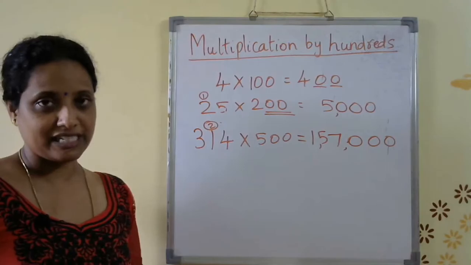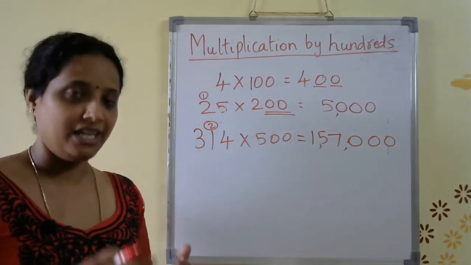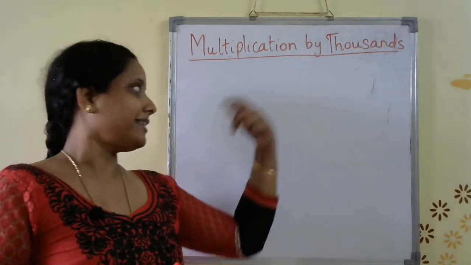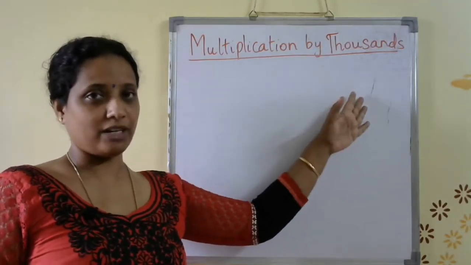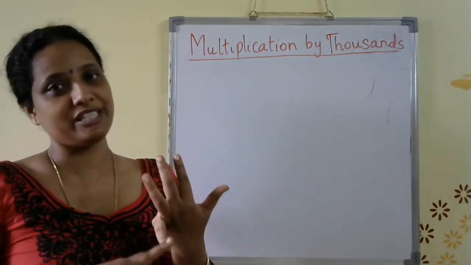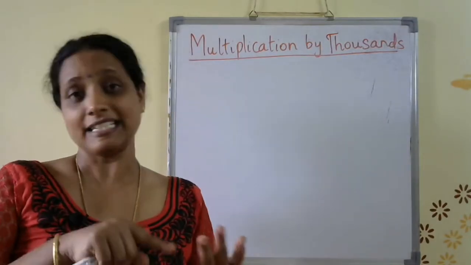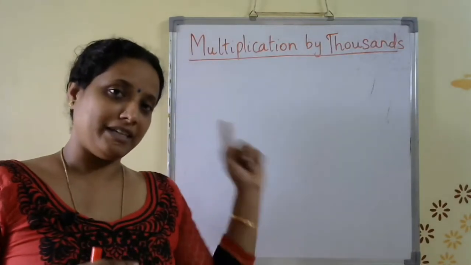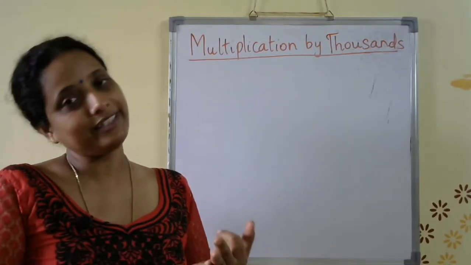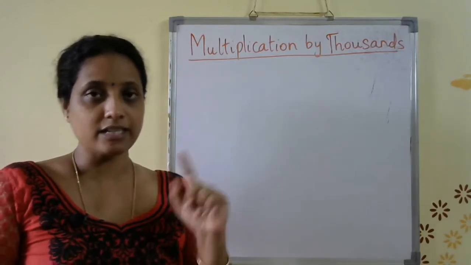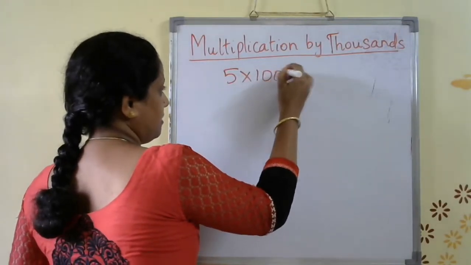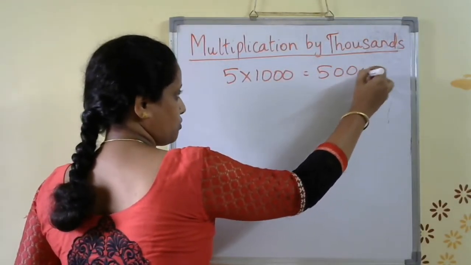We have done multiplication by tens and multiplication by hundreds. Now we will move on to multiplication by thousands. In multiplication by thousands, as you saw in tens, the ones place will be 0. As you saw in hundreds, the ones place and tens place will be zeros. And in multiplication by thousands, you will see the ones place, tens place and hundreds place, all 3 places will be zeros, right? So now I am going to start. See here, 5 into 1000 will become 5,000.